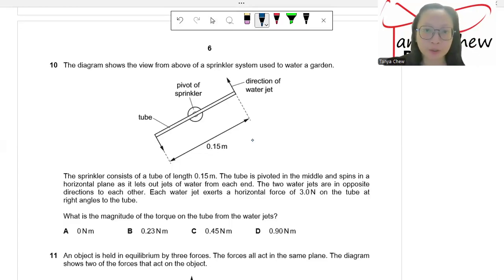So this is 3 Newton. What is the magnitude of the torque on the tube from the water jets? This is actually the torque of a couple.